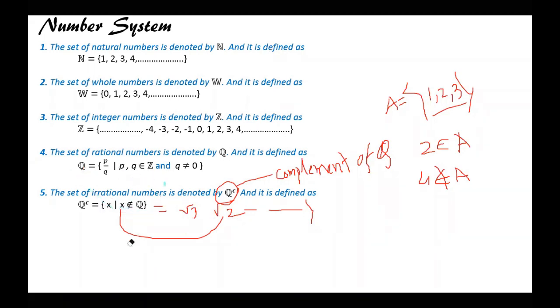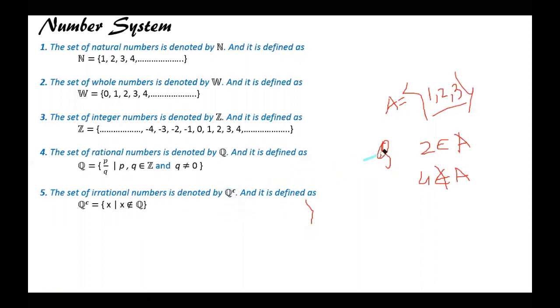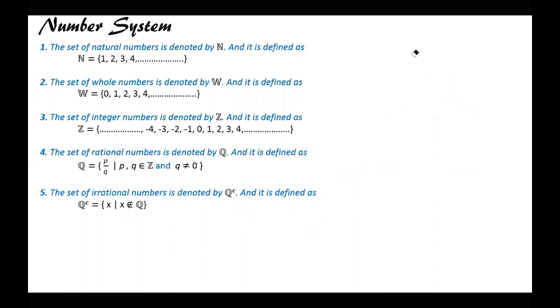Next, what we have? We have the set of real numbers. And the set of real numbers contains all the elements of the rational numbers as well as the irrational numbers.